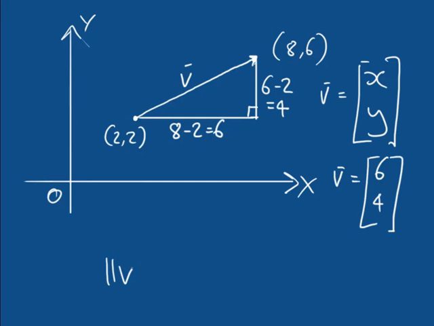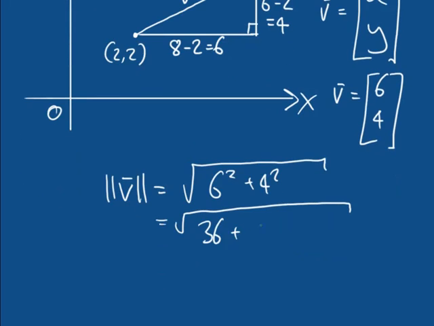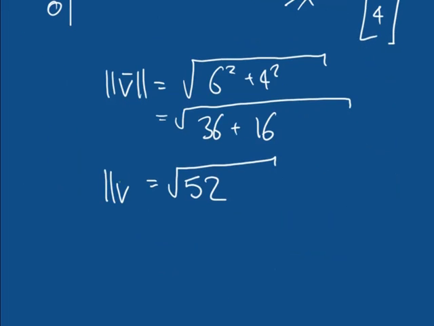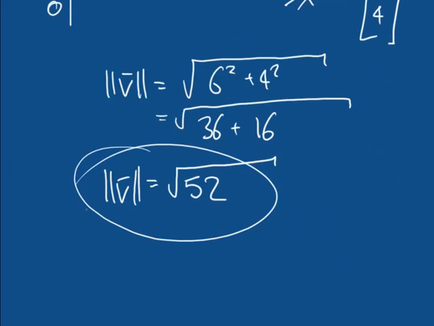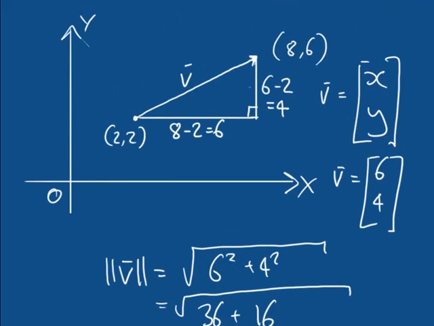We could then find the magnitude of our vector, which will give us the length of our vector, which will give us the distance between these 2 points, which is equal to the square root of x squared plus y squared, so 6 squared plus 4 squared, which is equal to the square root of, I'll scroll down to give myself some room, 36 plus 16, which is equal to the square root of 52, which again, that's not a nice round number, so I'm just going to leave that written as the square root of 52. So the distance between those 2 points is the square root of 52.